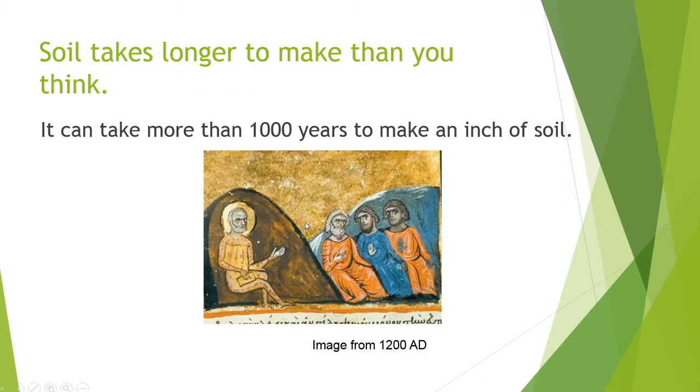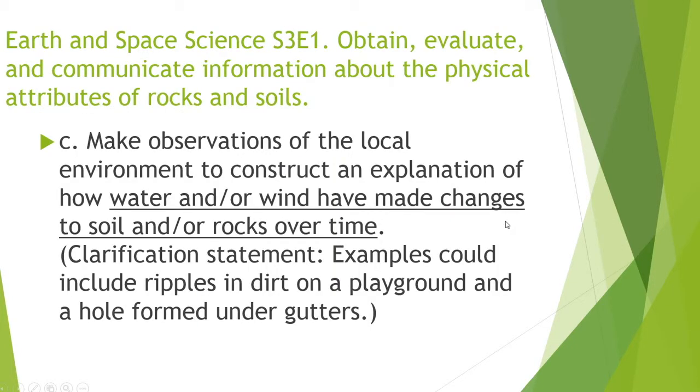And it takes a long time to make soil. It takes about 1,000 years to make an inch of soil, like good soil, the soil that's going to grow things. It's going to have the right amount of moisture and air and nutrients in order to be good for growing plants. So that's everything about A and B.